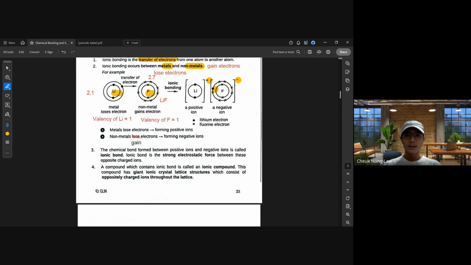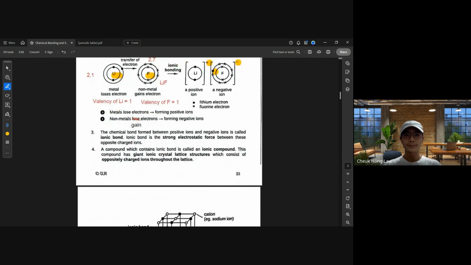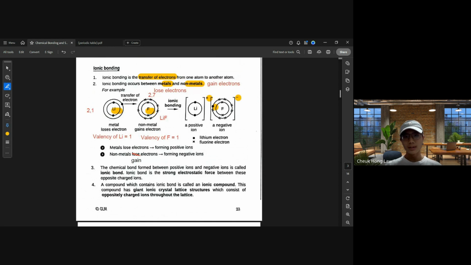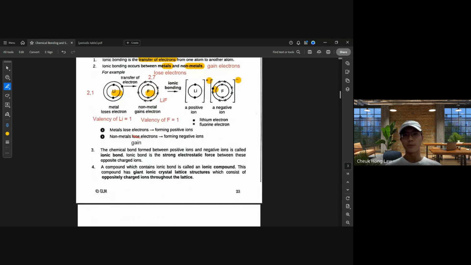There's an error here. It says non-metals lose electrons. I want you to change it to gain. So metals lose electrons to form positive ions, and non-metals gain electrons to form negative ions. So that is it with the drawing of the diagram.